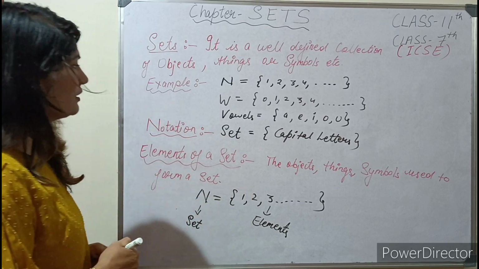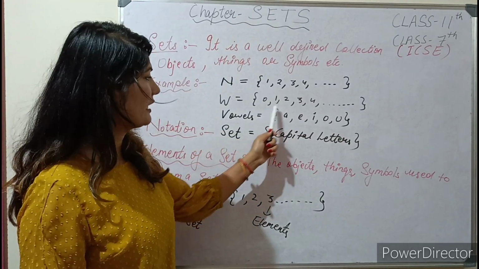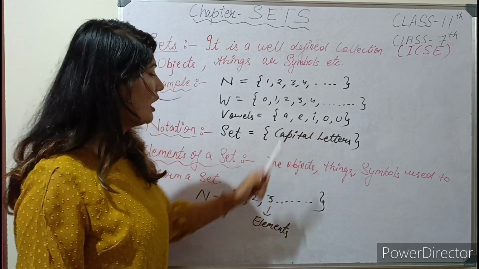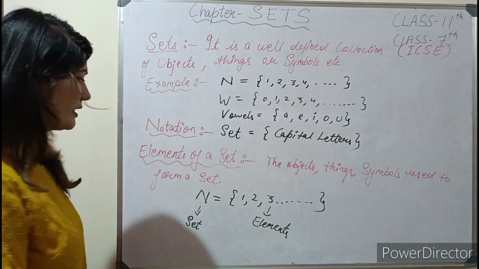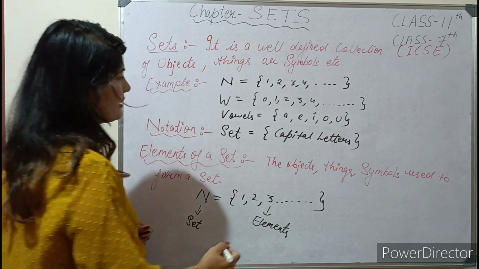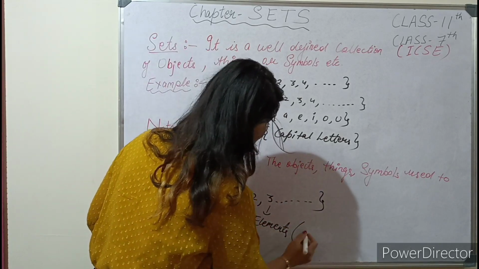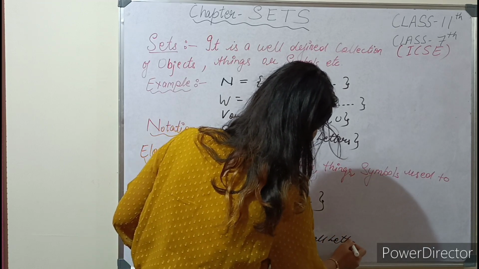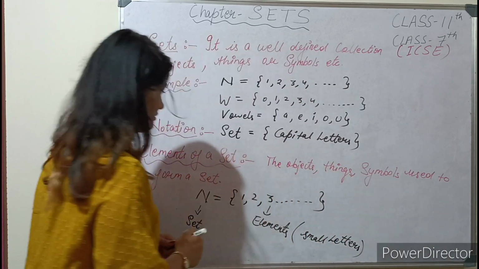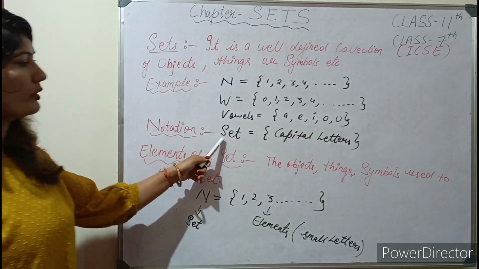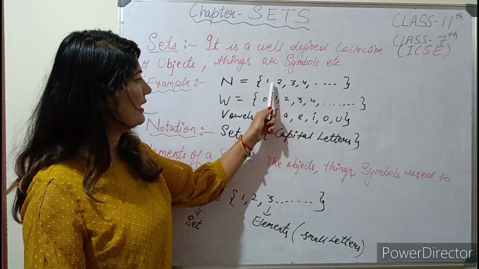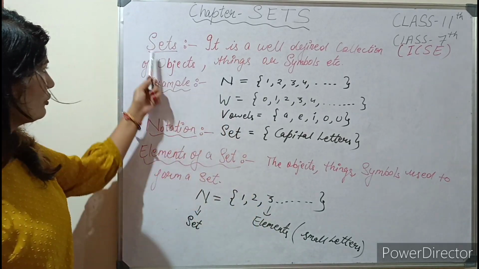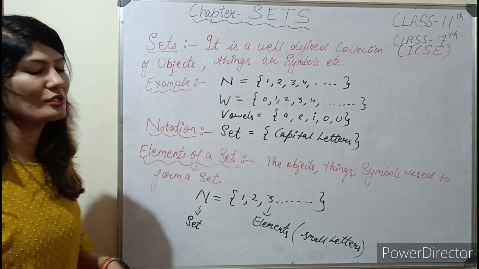In a similar way, you can see here the collection of the vowels. Here these small alphabets are known as the elements of a set. So elements of a set are always written in small letters. A set is always written in a capital letter and elements are always written in small letters. So this is about sets, notations and elements of a set.